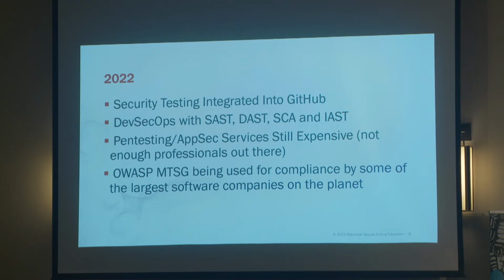Security testing is natively integrated into GitHub, the repo of the world. DevOps is the norm with static analysis, dynamic analysis, software composition analysis, and this IAST new category thing. Sorry, just kidding. Contrast, just kidding. DevSecOps is now becoming the norm quickly. Now, pen test activities are still expensive. There's not enough people out there.